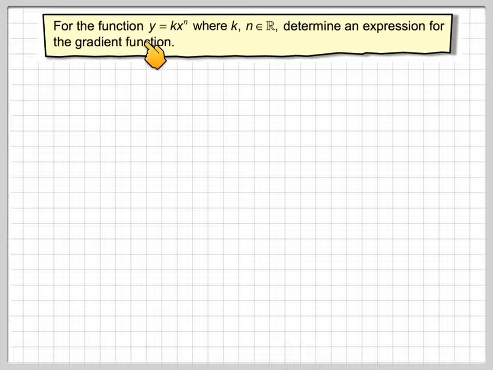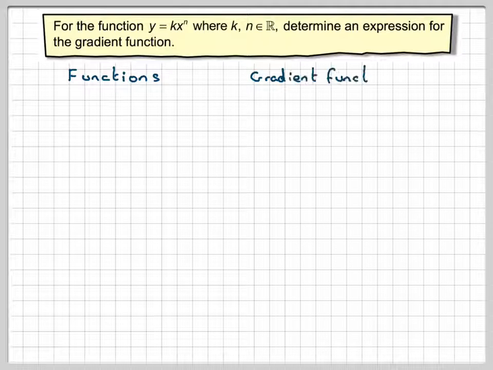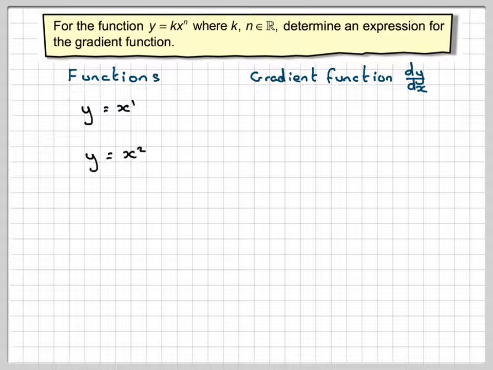For the function y is equal to kx to the n, where k and n are constants which can be real numbers, determine an expression for the gradient function. So in the previous video we looked at trying to find what we meant by the gradient function, and when we did y equal to x squared, we found that the gradient function, which we write as dy by dx, was 2x. Now you can get to 2x by doing the following.